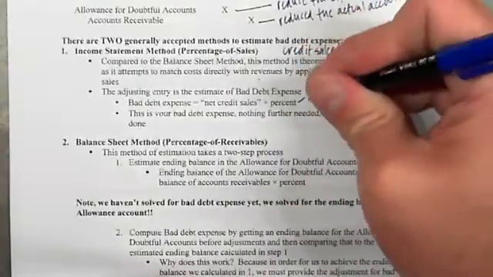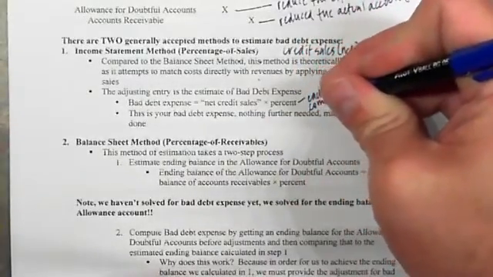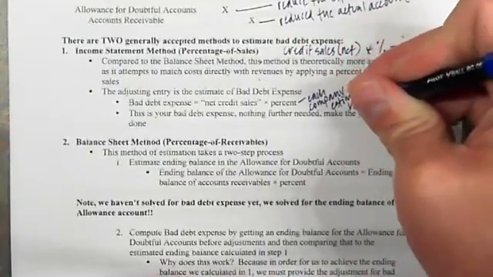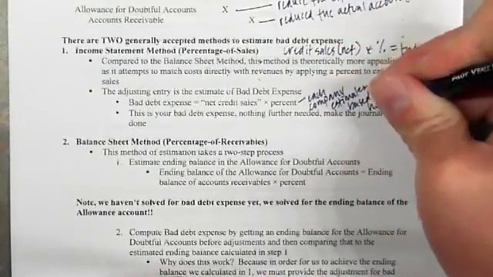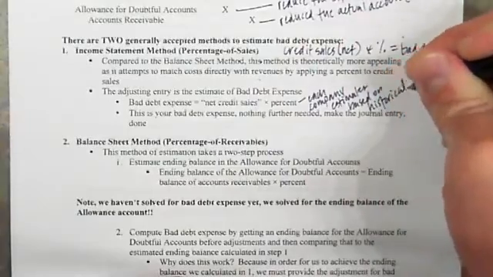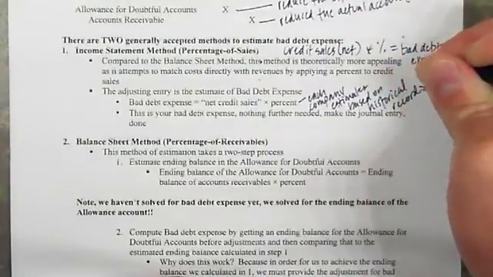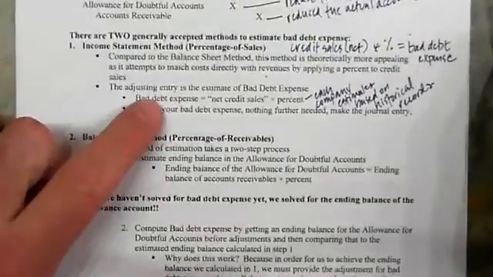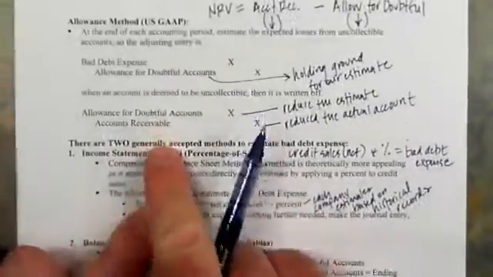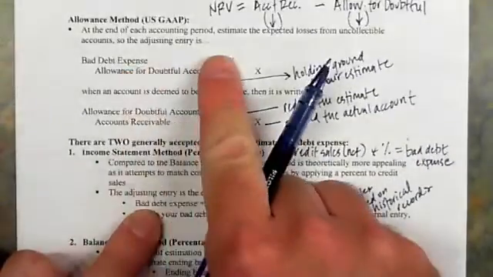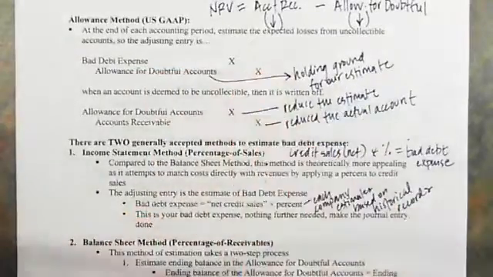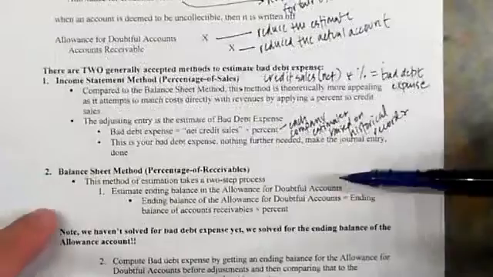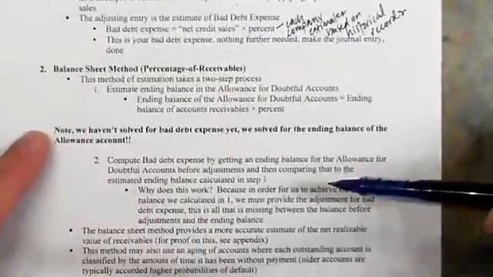This is something that each company estimates based on historical records, just like depreciation. And that's your bad debt expense. You don't have to do anything else. You plug that bad debt expense in for your amount up here. That credits your allowance for doubtful accounts. Done. It's a one-step process. The balance sheet method is a two-step process.